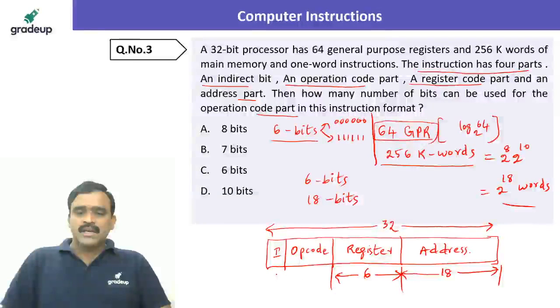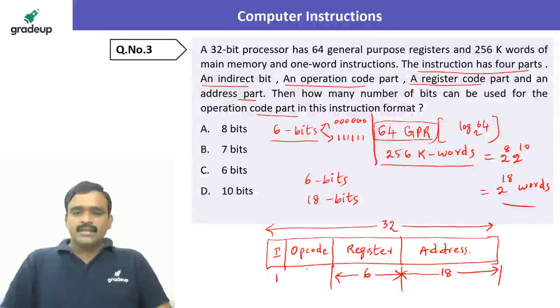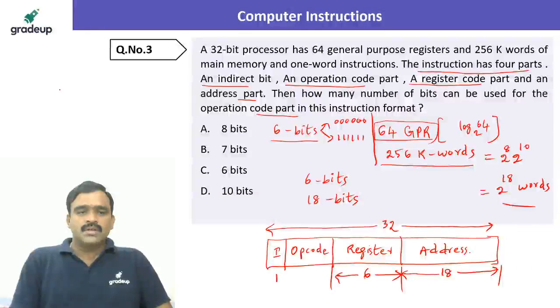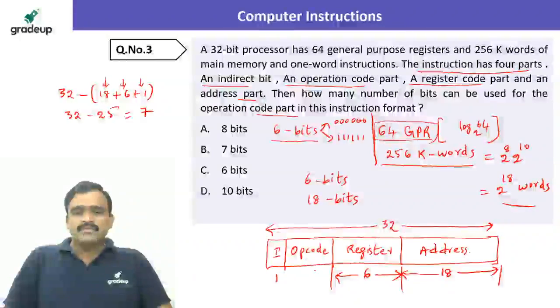The indirect bit is 1 bit. 18 plus 6 is 24, and 24 plus 1 is 25. The total size of the instruction is 32, minus 18 plus 6 plus 1 for the address part, register part, and indirect bit. So the total is 25, and 32 minus 25 leaves 7 bits. I hope you understood this question. So the opcode contains 7 bits.